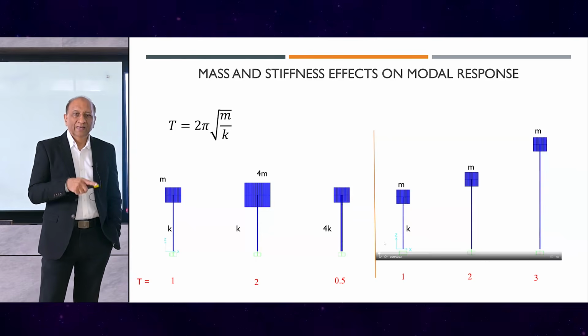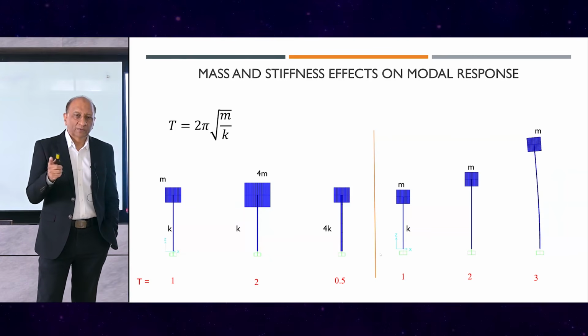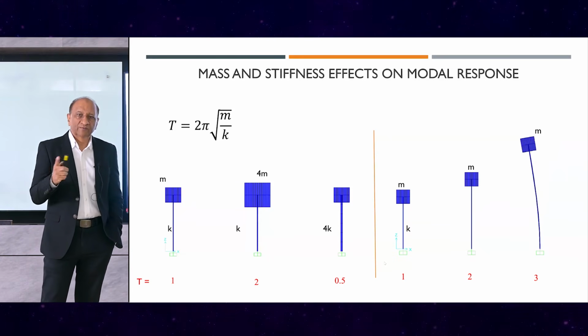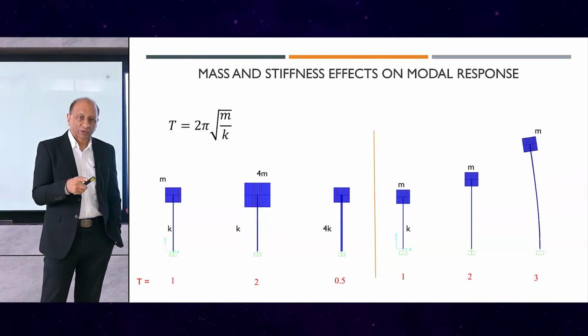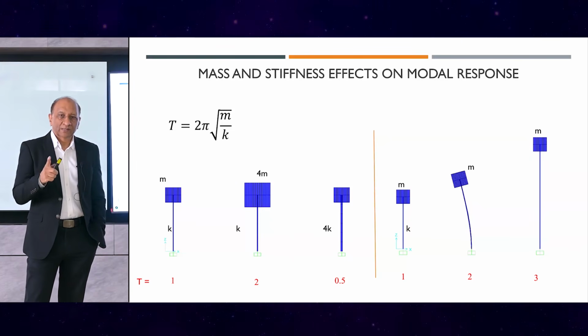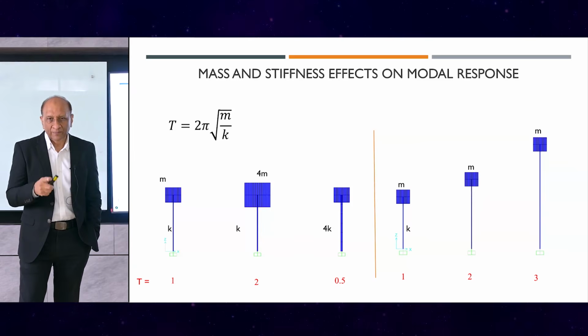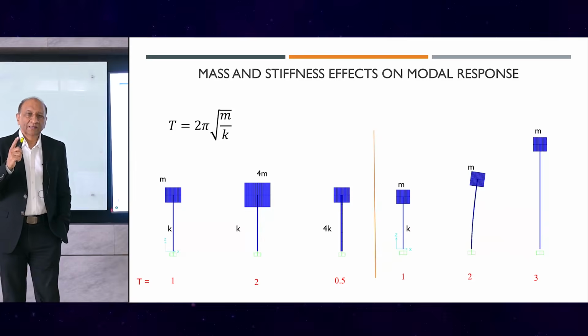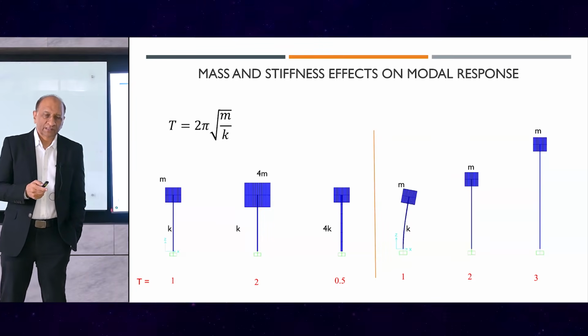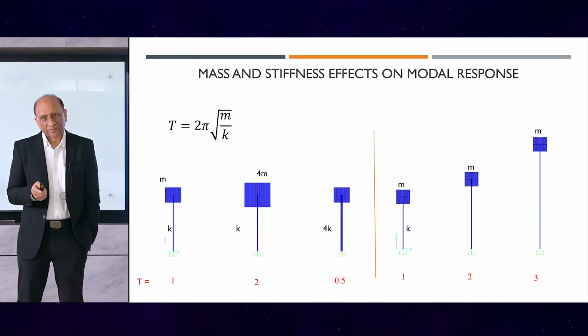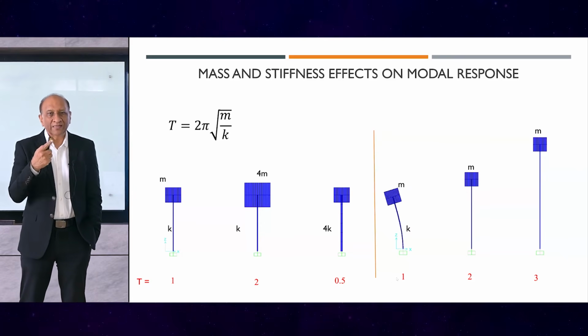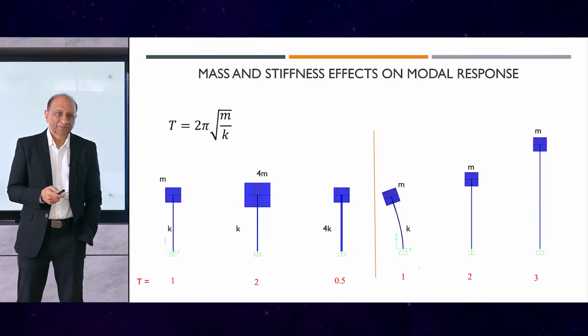Let's say the first one has a period of 1, and this one has a period of 0.5, where the stiffness is large. And similarly, on the right-hand side, we have some proportion, and you can see this will oscillate first with a longer period, then shorter period, and then shorter period, because the stiffness is increasing. As the stiffness increases, the natural period reduces, and frequency increases. So that's the basic relationship between the mass and stiffness ratio, and there we are.